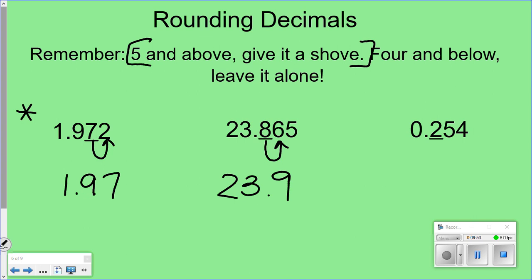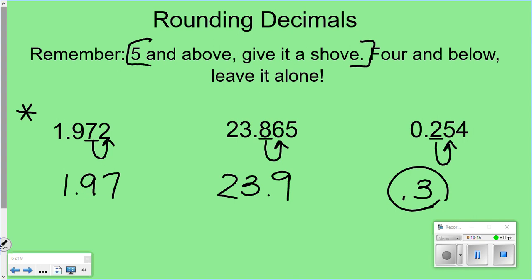Clear as mud? Okay. Let's look at this one. What place value is the 2 in? Tenths? Not the ones, tenths. 5 and above? Yep. What am I going to give a shove? 2 and make it a what? 3. So this is going to be my answer.